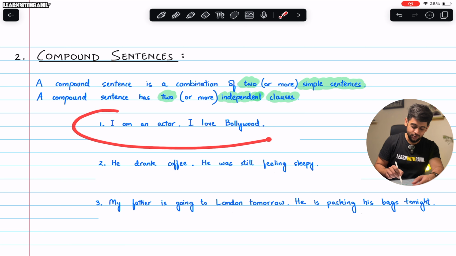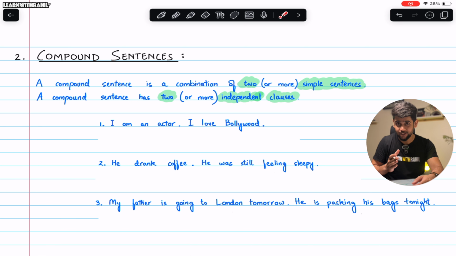Let's take an example. I want you to have a look at these 2 sentences. I am an actor. I love Bollywood. These are 2 simple sentences. I want you to pause this video over here and think of a way to connect these 2 sentences. Alright. I'm pretty sure you must have used a conjunction to connect these 2 sentences. A conjunction is also called a linking word. When you make a compound sentence, you use a coordinating conjunction.